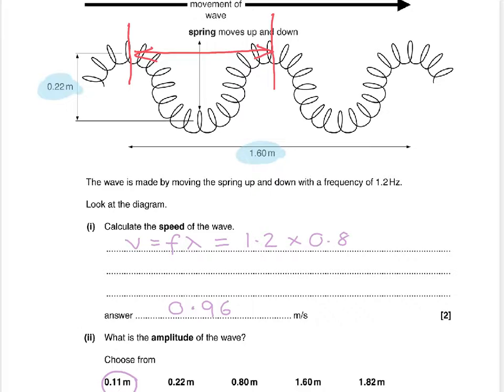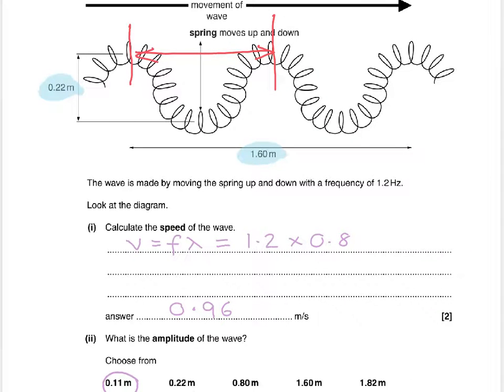The wave is made by moving the spring up and down with a frequency of 1.2 Hertz. Look at the diagram, calculate the speed of the wave. Well, going back to page 2, you can obviously get the equation for this. The equation for calculating the speed of the wave is wave speed equals frequency times wavelength. So we know the frequency because that's in the question, but we need to find the wavelength.